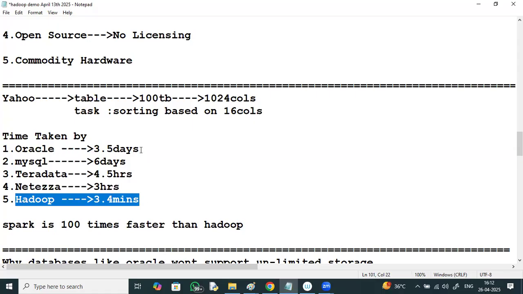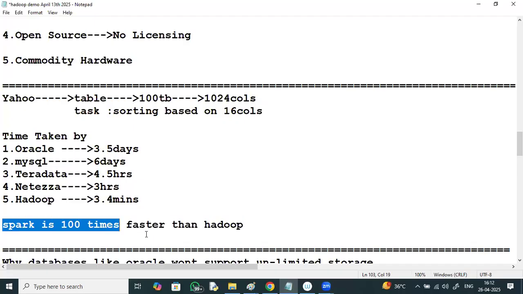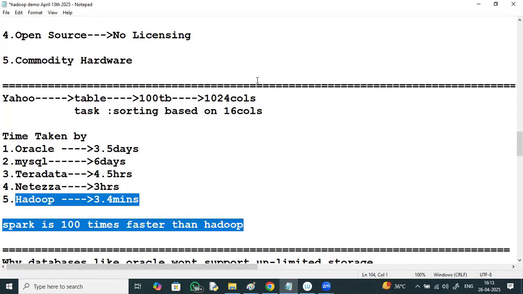But compared to Hadoop, Spark is there. Spark is 100 times faster than Hadoop. Hadoop already has very high speed, but Spark is still 100 times faster. That's the reason Spark is in high demand in the market today. It can process huge data at a very high rate of speed. Both Hadoop and Spark are commonly used today; some components of Hadoop and Spark are used together for this processing.